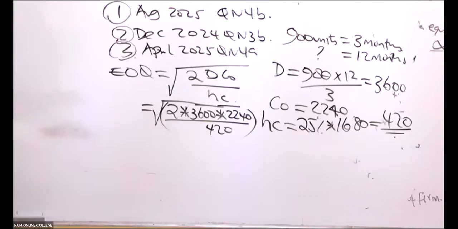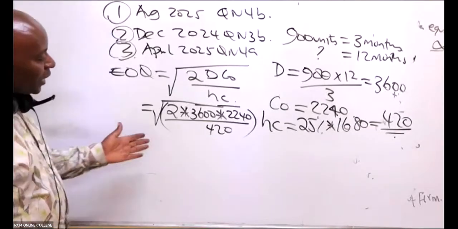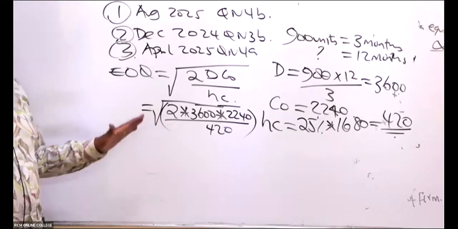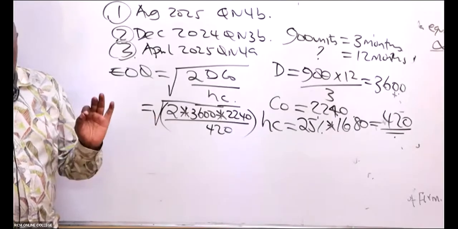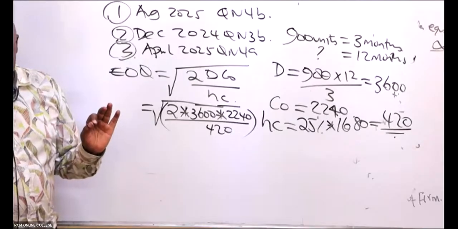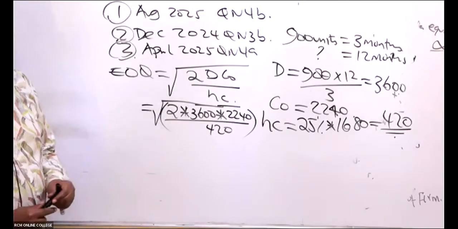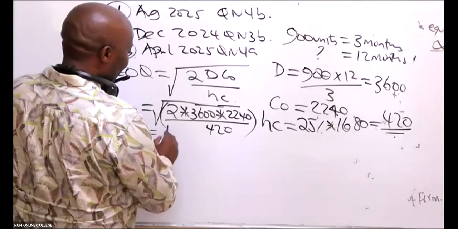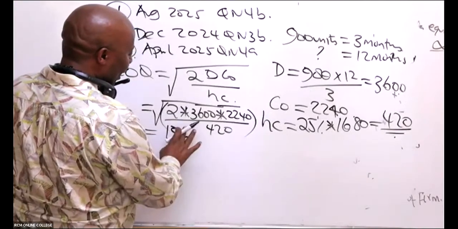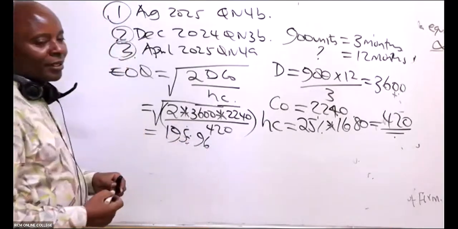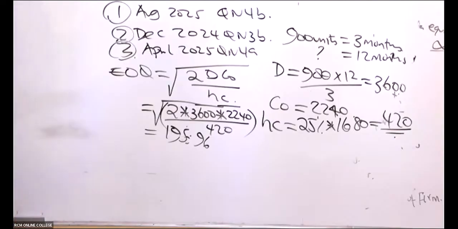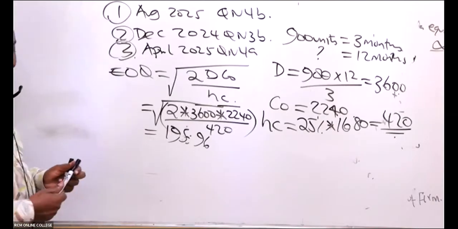So then please get your calculator. Say 2 times 3600 times 2240 divided by 420. What is the final answer? 195.96. Those are units. So go ahead and give me the total cost for acquiring the EOQ.